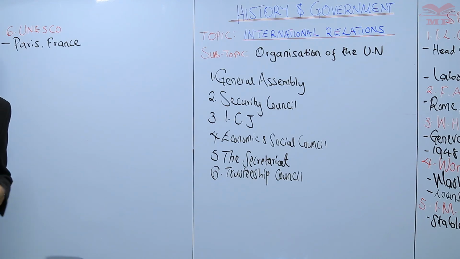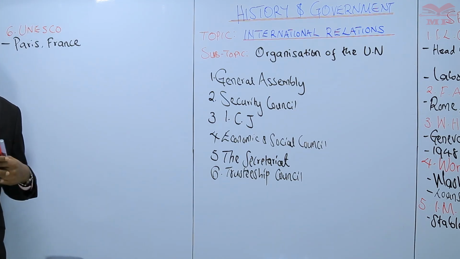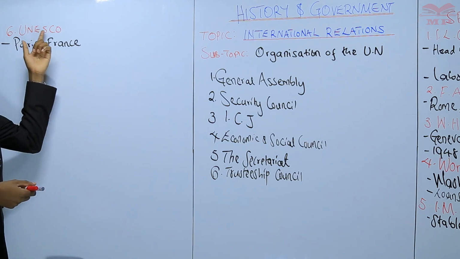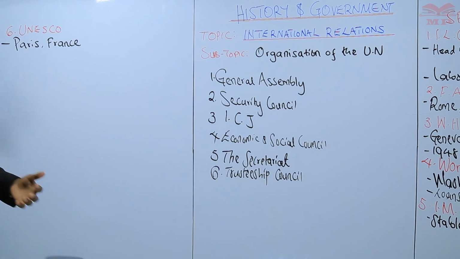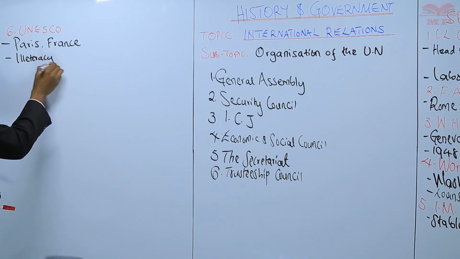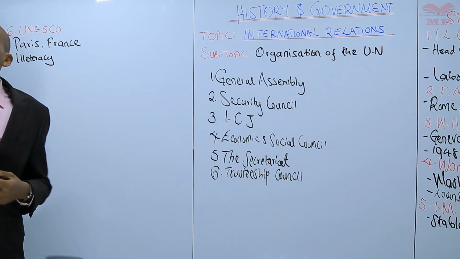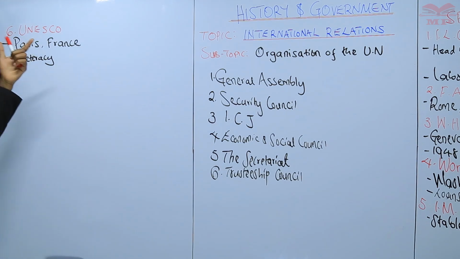So this one is concerned with promoting education, science, and cultural activities among the members of the UN. It is also concerned with eradicating illiteracy levels among nations. So for those nations that are developing and do not have an elaborate education system, it is the duty of UNESCO to make sure that illiteracy levels are reduced.